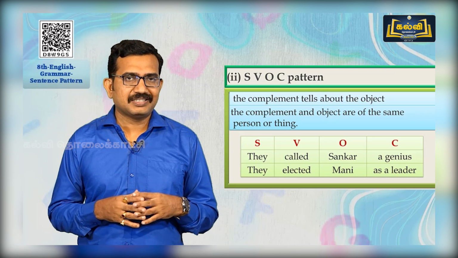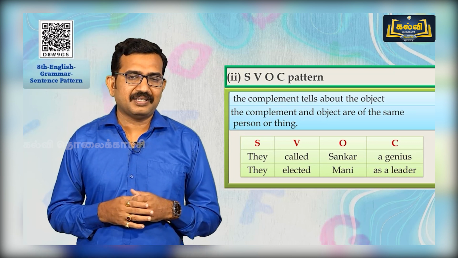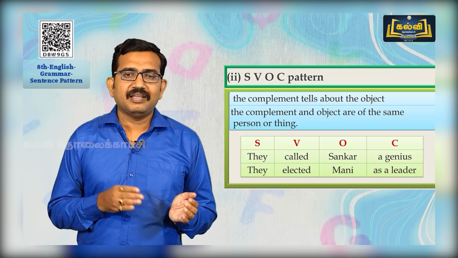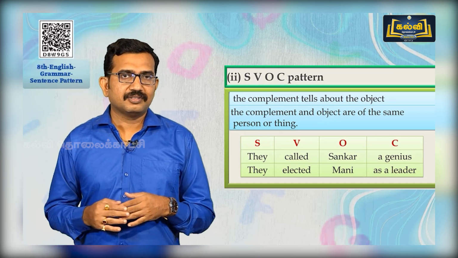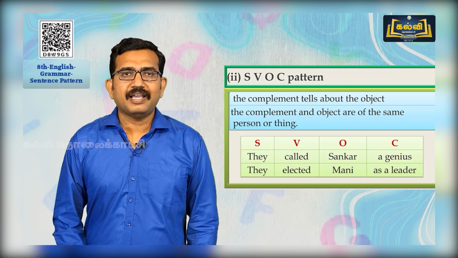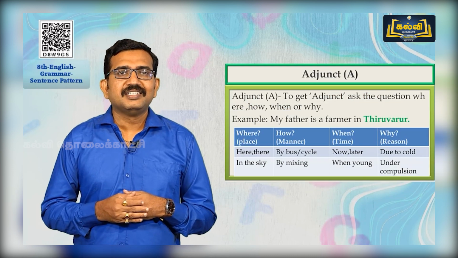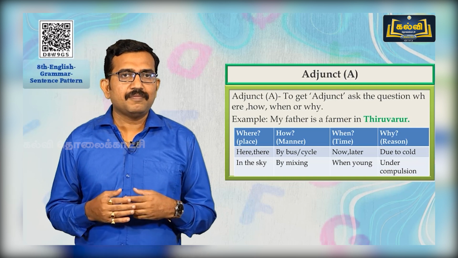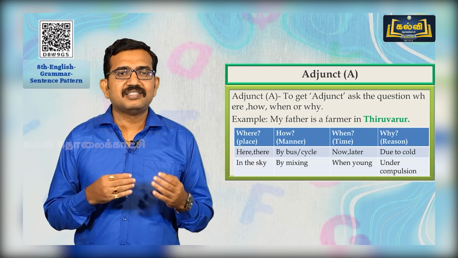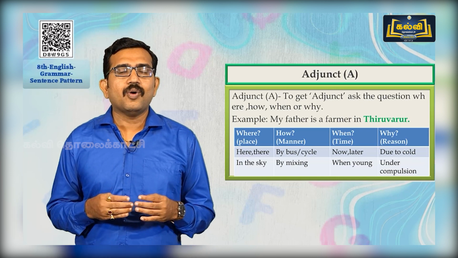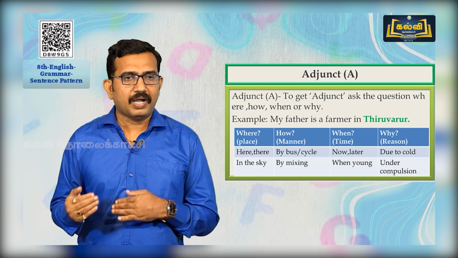So let's check some examples for SVOC pattern. They called Shankar a genius. They elected Mani as a leader. So these two are examples for SVOC pattern. Next we will move on to the abbreviation A, which means adjunct. Adjunct: to get adjunct, ask the question where, how, when or why.